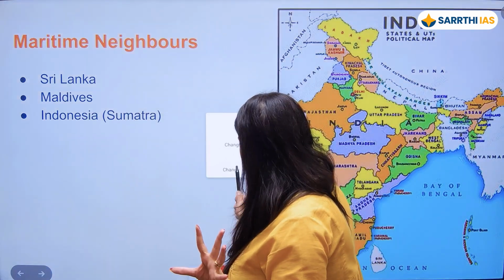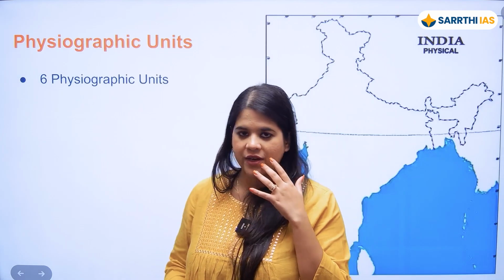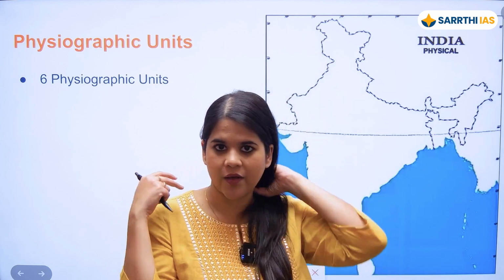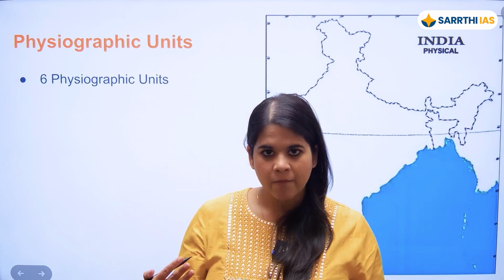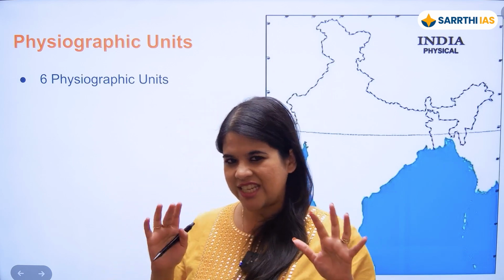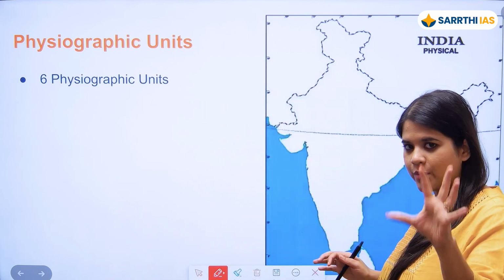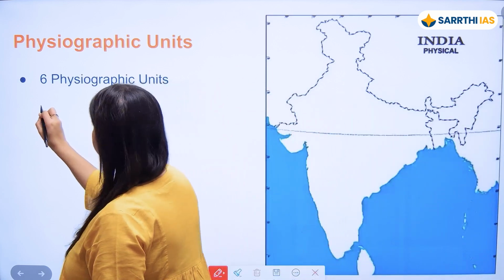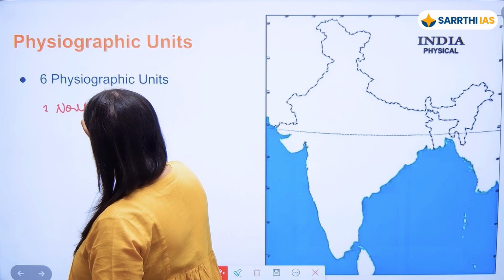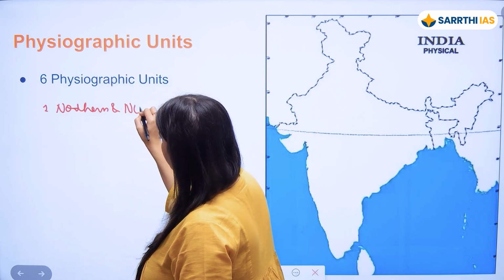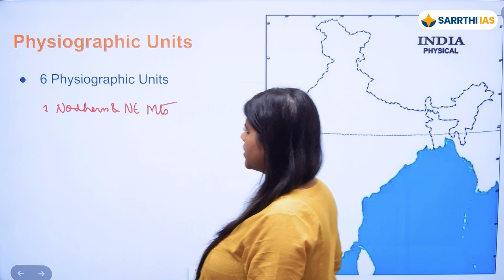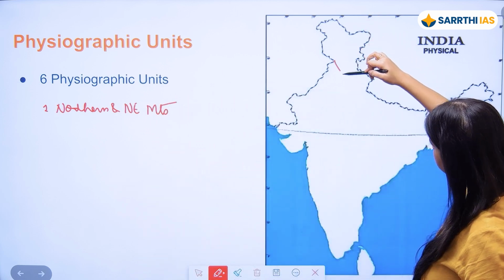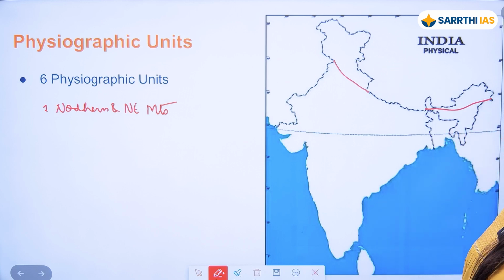Neighbors के बाद, let's talk about the physiographic features of India. What are the physiographic units of India? Physiographically speaking, India is divided into 6 units. 6 different units हैं India के physiography के basis पे, ठीक है, geology के basis पे. क्या है? First we have the northern and the northeastern mountains. These are the northern and the northeastern mountain region.